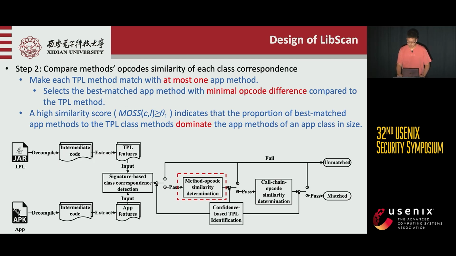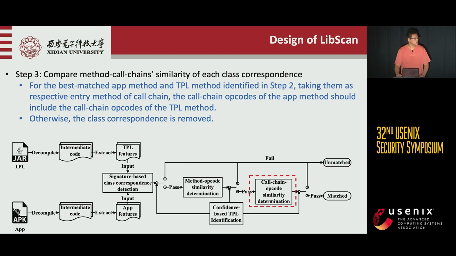Then for the app class, we found a set of best matched app methods. We validate the class correspondences if such app method dominates the app class in opcode side. For step 3, we take the best matched app method and TPL method as the entry method of the method call chain. The call chain opcodes of the app method should include the call chain opcodes of the TPL method. If any app TPL method pair doesn't satisfy this opcode inclusion relation, we remove the app TPL correspondence from the class correspondence relations.